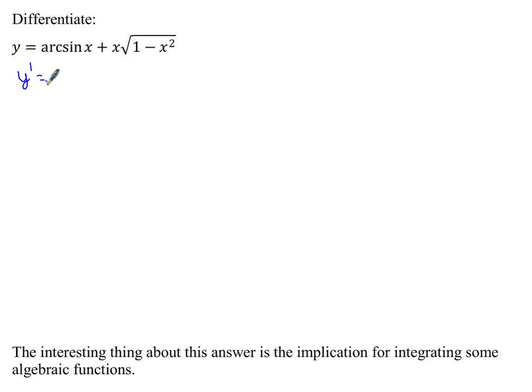u prime, which is 1 in this case, over 1 minus x squared. The u squared was just x, so it becomes x squared. Good, this one's done.